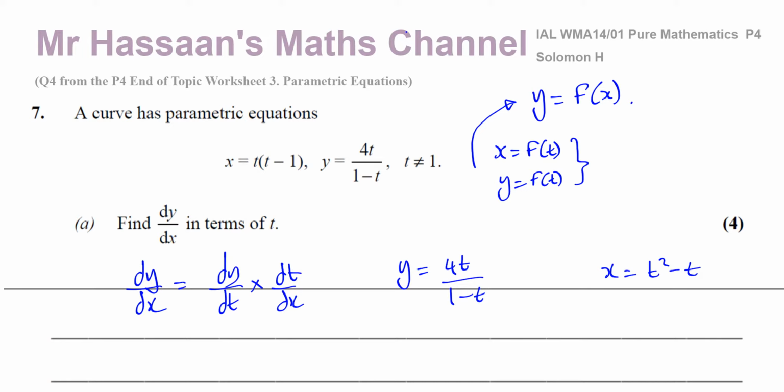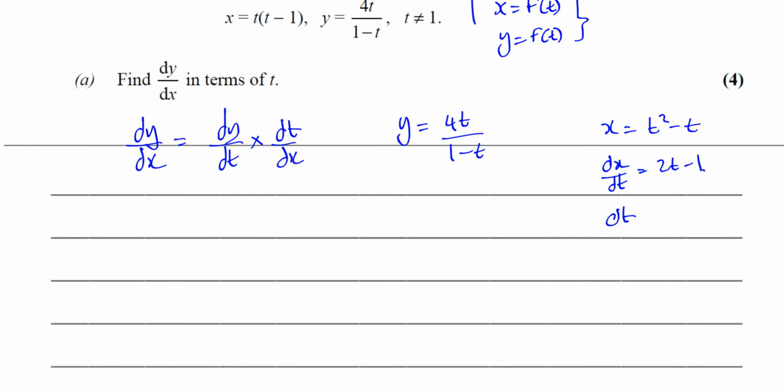dx/dt is going to be 2t minus 1. So that means dt/dx is going to be the reciprocal of that. It's very simple. That's going to be 1 over 2t minus 1. Now, I left the second one because here we have y equals 4t over 1 minus t.